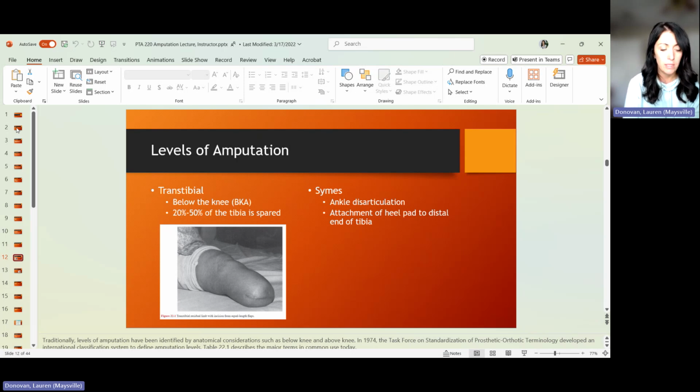There's other levels like hip disarticulations, transpelvectomies, hemicorporectomies, generally performed either because of tumor or severe trauma, and this just represents a small percentage of the population of these individuals with amputations.